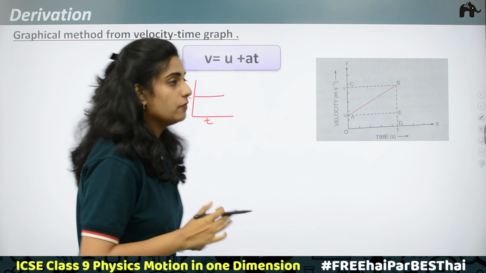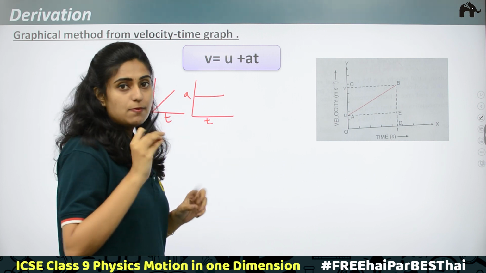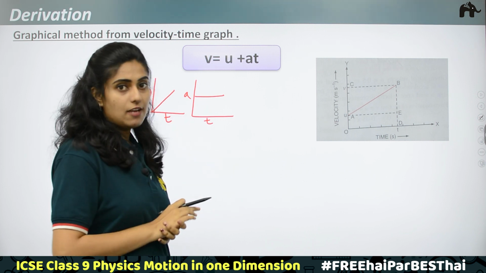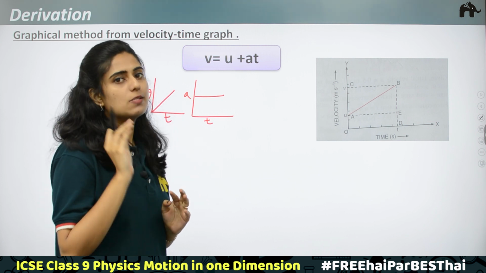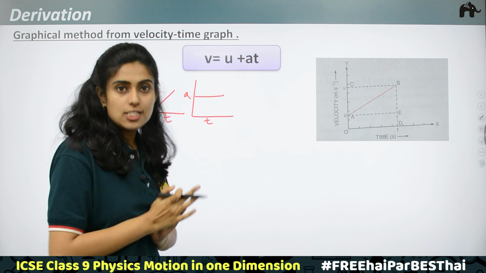Now, we know that from a displacement time graph, we will be getting velocity. How to get it? Velocity is the slope of the displacement time graph or position time graph.